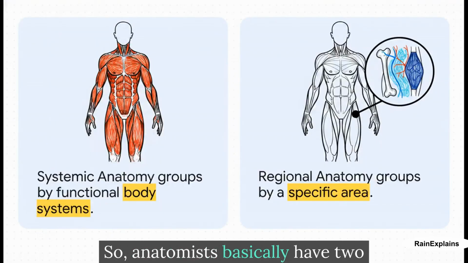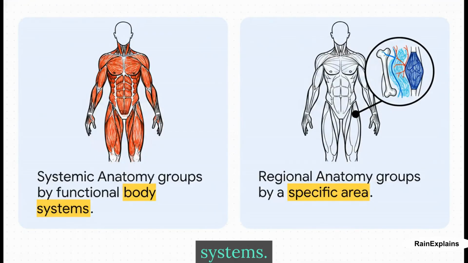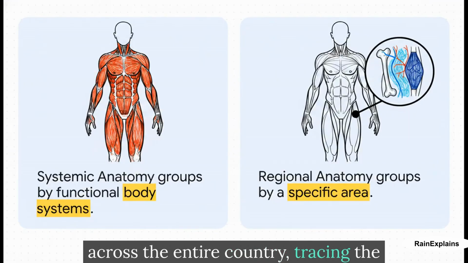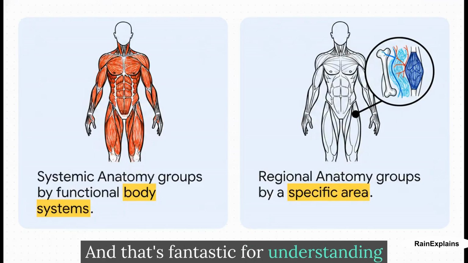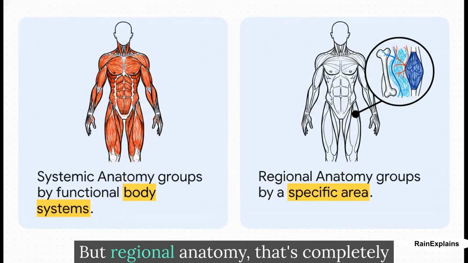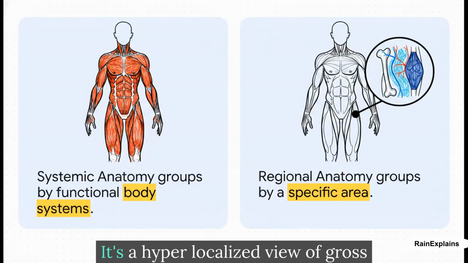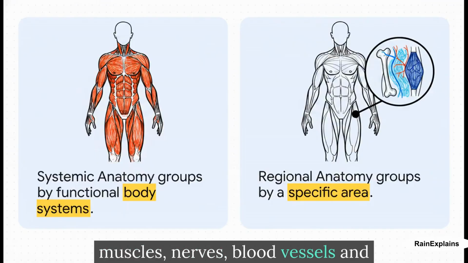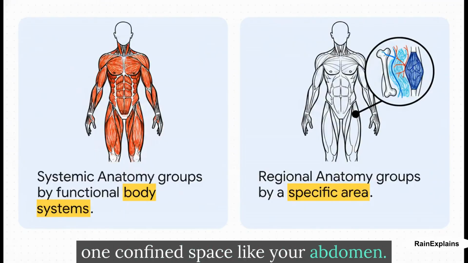So anatomists basically have two fundamental approaches here. Systemic anatomy tracks functional systems. It's like following a single highway across the entire country, tracing the whole muscular system from your head down to your toes. And that's fantastic for understanding physiology. But regional anatomy, that's completely different. That's studying the whole neighborhood. It's a hyper-localized view of gross anatomy where you examine how muscles, nerves, blood vessels, and organs are all tightly packed together in one confined space, like your abdomen.